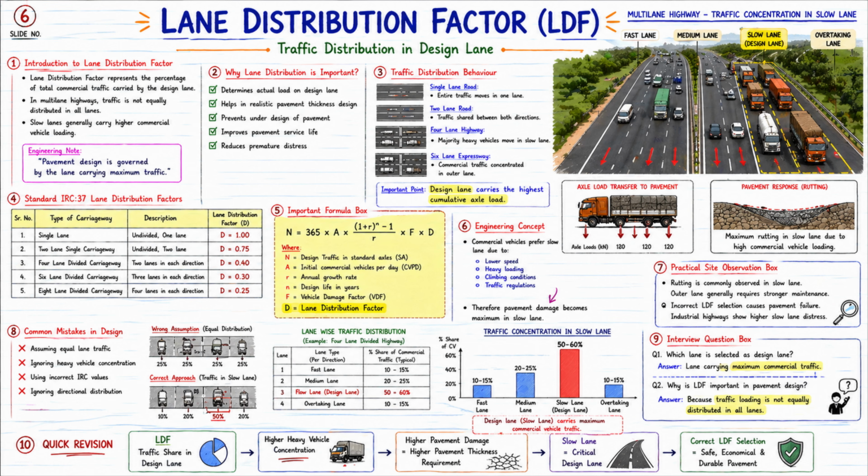Now let us look at the seventh topic of the slide. Practical site observation box. Rutting is commonly observed in the slow lane. Outer lane generally requires stronger maintenance. Incorrect LDF selection causes pavement failure. Industrial highways show higher slow lane distress.